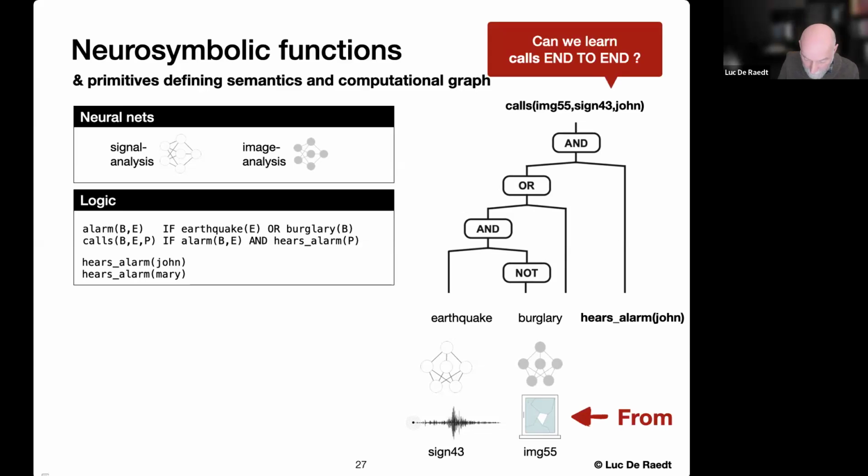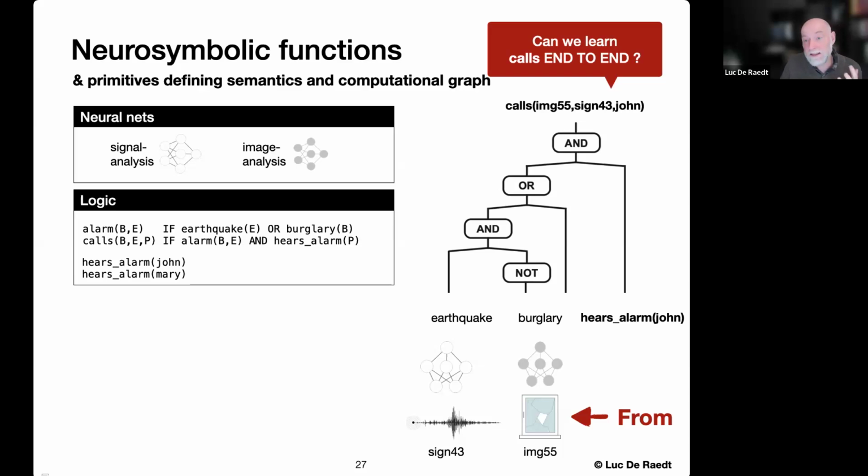Now, if you look at that, what you want is basically to learn end-to-end. You want to get, as input, signals and images. And maybe you also want to know whether John heard the alarm or not. And then what you want to predict is basically whether John will call given these observations. What you don't know is whether this is an earthquake, whether this is a burglary. So you only get what's at that level, basically. And the task is to train the neural network parameters.